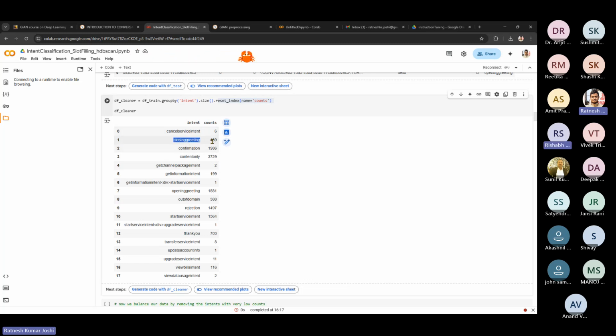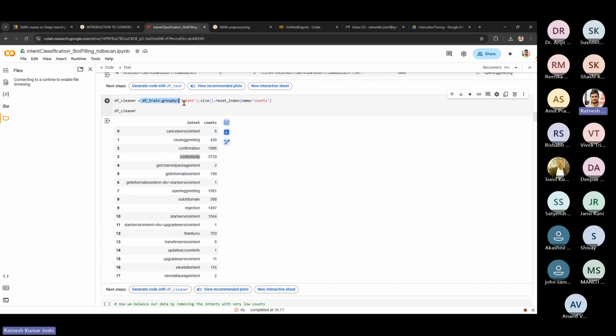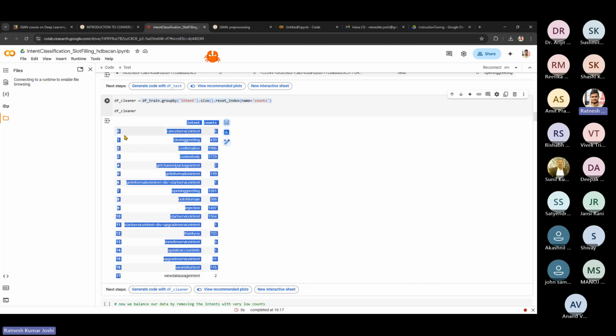Then for closing greeting, we have 439. Opening greeting is 1581. So people start with a greeting, but not necessarily end with one. Content only is 3700 utterances. So by using this method, df.train.groupby, we are able to get examples for how many types of particular tasks the user is trying to perform. Here we can see that from 0 to 17, the user is trying to perform 18 different kinds of tasks for our given data.